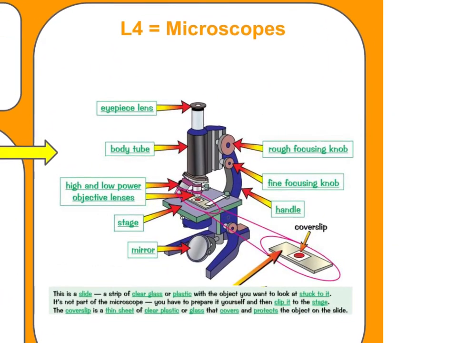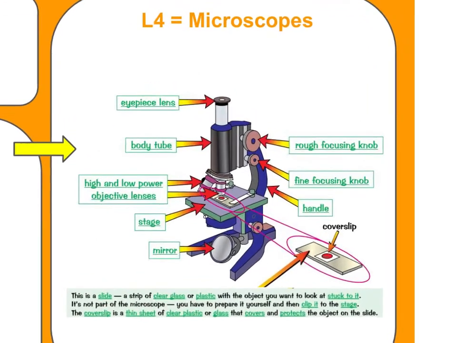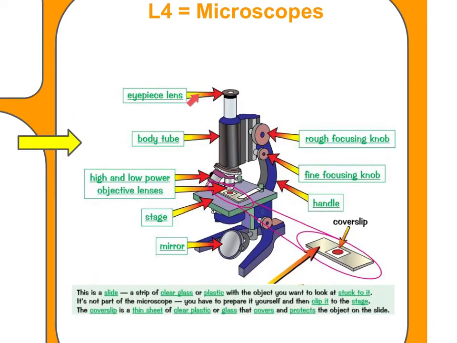Lesson 4 was the microscope, and we need to be able to label this. So let's start with the eyepieces where we look through. We've got the body tube. We've got the stage where our sample goes. We've got the mirror which reflects light up. Sometimes this is a light. We've got the handle to pick it up. And then we've got these 2 little knobs.